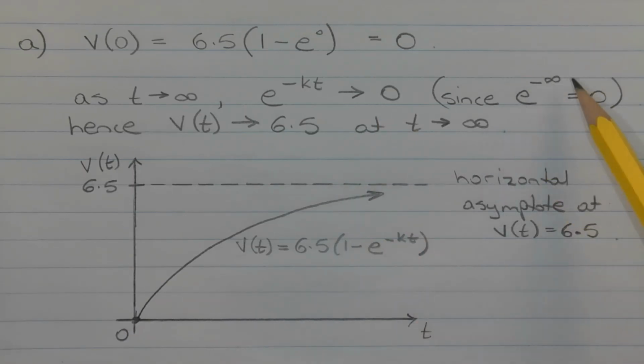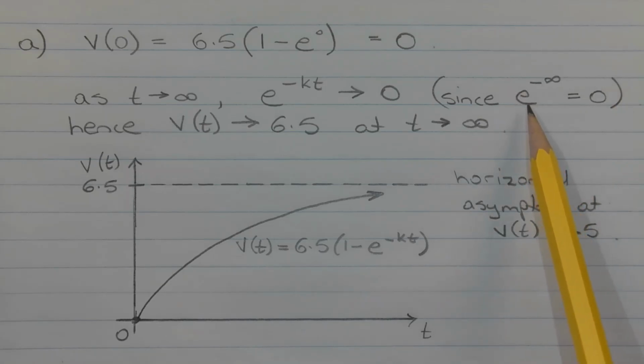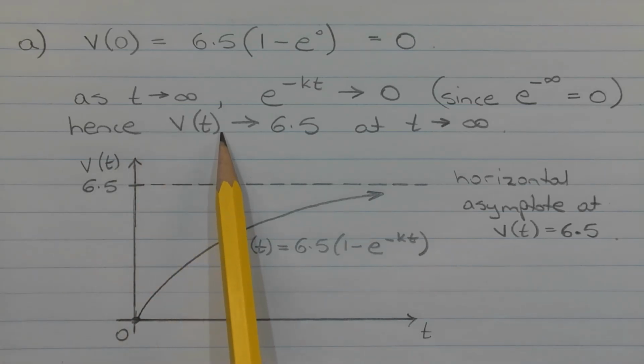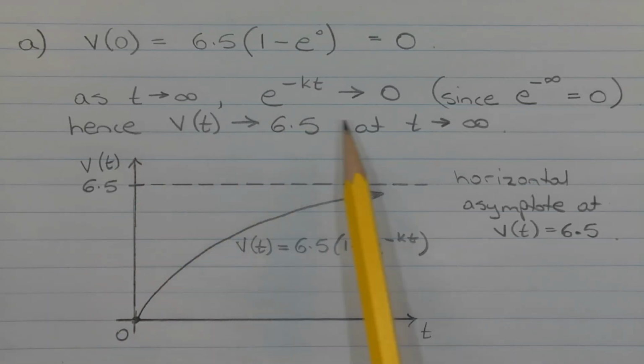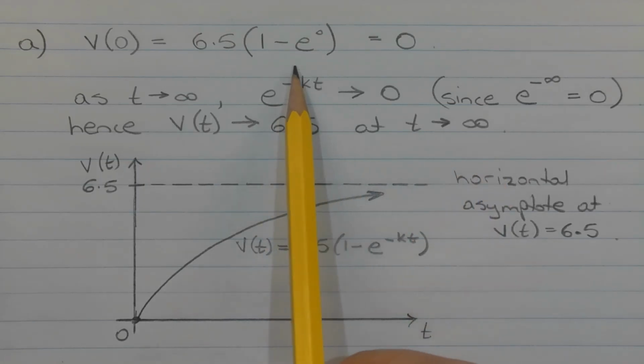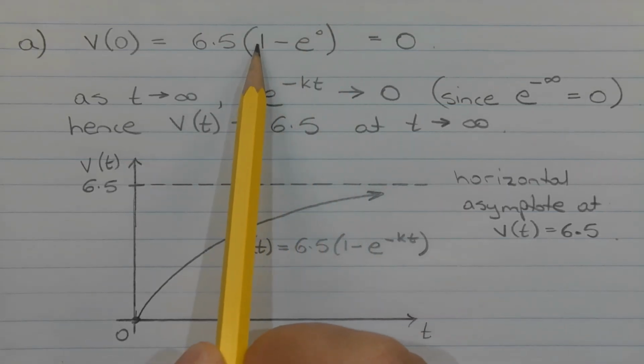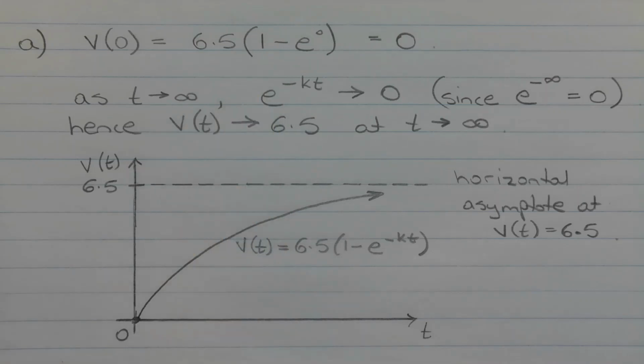So if we think about it in terms of limits, the limit as t approaches infinity of e to the power of negative kt is equal to 0. Hence, V of t approaches 6.5 as t approaches infinity, because e to the power of negative kt approaches 0, and then we're just left with the 1. So 6.5 times 1 is just 6.5, and that's why V of t approaches 6.5 as t approaches infinity. And that is in fact our horizontal asymptote on the graph.